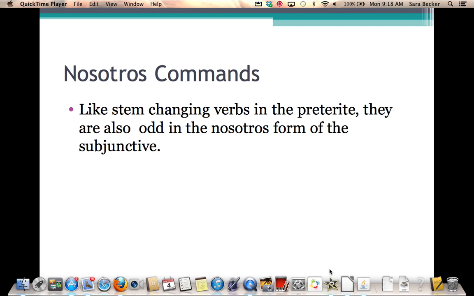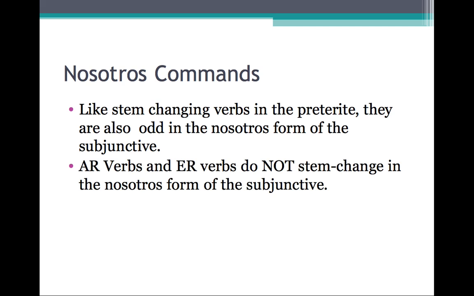Okay, so now we're going to talk about stem changing verbs when it comes to nosotros commands. Remember when we talked about stem changing verbs in the preterite in Spanish 2? They had some exceptions and rules. Okay? In the preterite, we had E to I stem changes and O to U. And those stem changing verbs are the same as in the subjunctive, okay, when it comes to this nosotros form.